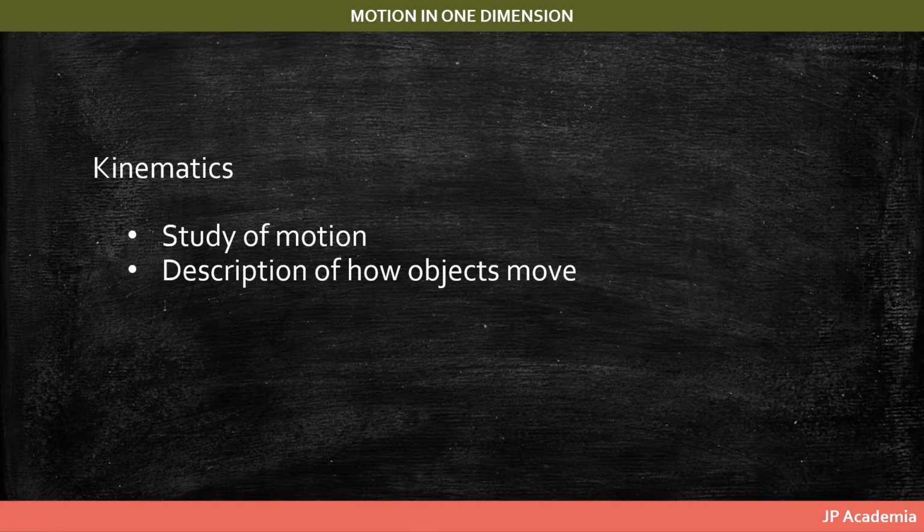It was not until the 16th and 17th centuries that our modern understanding of motion was established. Mechanics is actually the study of the motion of objects and related concepts of force and energy, while kinematics refers to the description of how objects move.